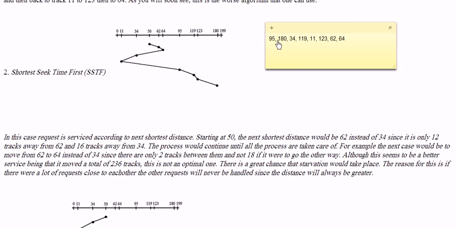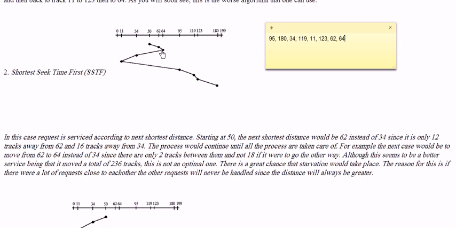So from here we got 95, 180, 34, 119, 11, 123, 62, and 64. In the shortest seek time first, SSTF, we just look for the shortest, the closest one to us. So here we begin with 50, right? We seek the queue. What is the shortest one, the closest to us? From 50 we have 11 here, we have 62, 64. The nearest one, the closest, is 62. So we move from 50 to 62. After that, we look at the queue again, and the shortest one is 64. So we move to 64.